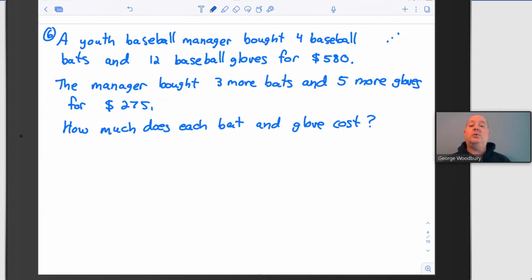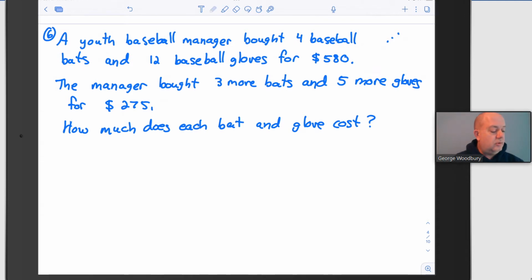Problem 6 says a youth baseball manager bought 4 baseball bats and 12 baseball gloves for $580. The manager bought 3 more bats and 5 more gloves for $275. How much does each bat and glove cost? And we actually have enough information to solve this.